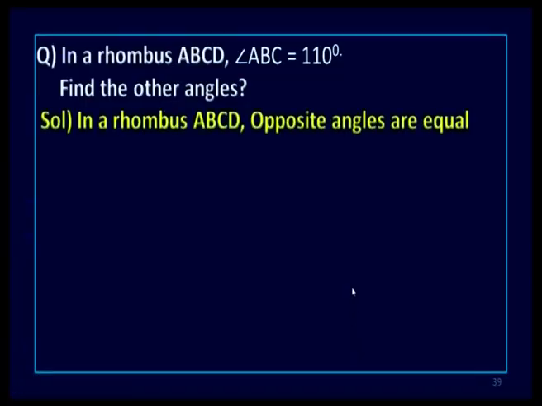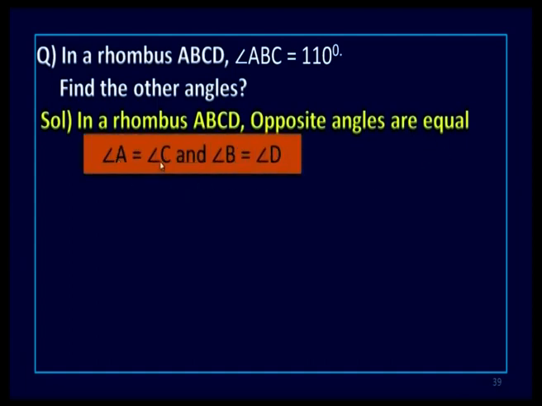Now, let us solve a problem, children. In a rhombus ABCD, angle ABC equal to 110 degrees, find the other angles. So what am I doing, children, here? Yes, in a rhombus ABCD, you know that opposite angles are equal. So I can say angle A equal to angle C and angle B equal to angle D. Here they have given angle ABC. Children, here angle ABC we can take as B. So I can say that angle B is given as 110 degrees.